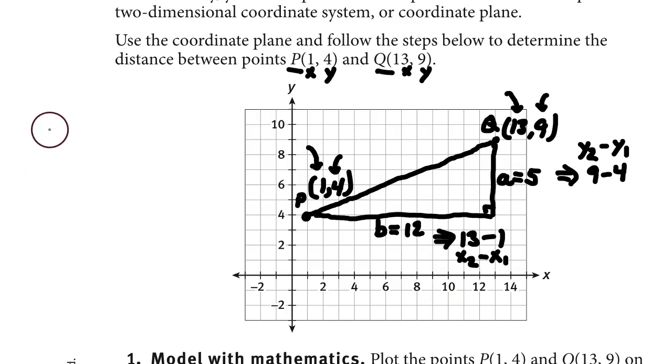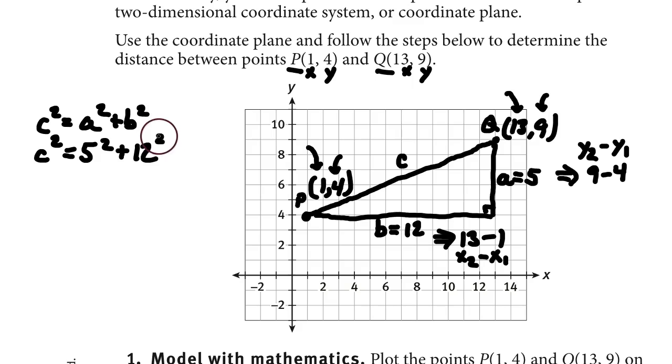Now over here on the left side of the screen, let's show the work that we used to find the length of segment PQ, which using the Pythagorean theorem is represented with a lowercase c. It looks like this. C squared equals a squared plus b squared. This relationship is true for all right triangles, that the hypotenuse squared is equal to the sum of each leg squared. Let's make some substitutions here. C squared equals, remember that we had figured out that a was 5, so 5 squared. And we had figured out that b was 12, 12 squared.